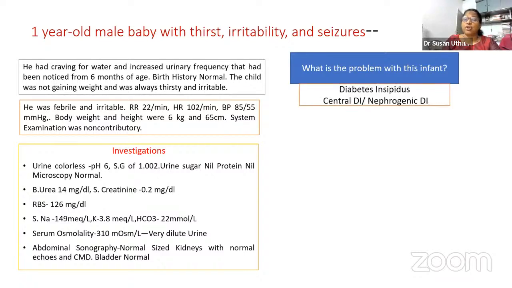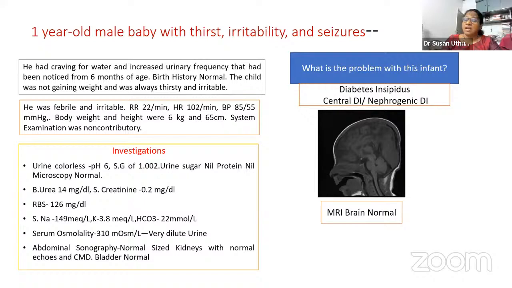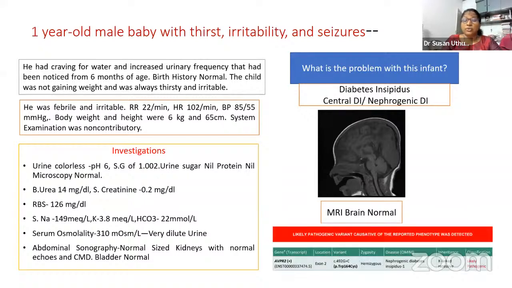Sonography was essentially normal. So again, diabetes insipidus, whether central DI or nephrogenic DI, all of us know that we will now go on with the MRI brain, and that was normal. Water deprivation is not to be done in this baby because the baby already has a serum osmolality of more than 300, and the baby is not stable. Also, in infants, we don't usually go ahead and do water deprivation. So a genetic study was done, which showed an AVP receptor 2 mutation, which is X-linked recessive, likely pathogenic.